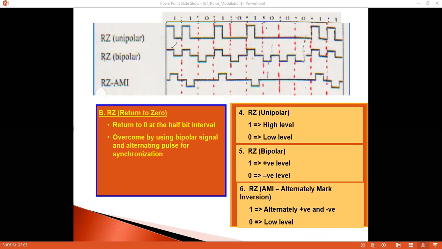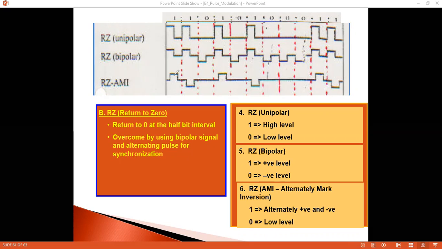Bipolar: for 1, positive to 0, and for 0, negative voltage and then return to 0. So 1, 1, 0: positive to 0, positive to 0, negative to 0. RZ-AMI is where it has the capability of error detection. For 0, it's a low level, just low, low, low. For 1, the symbol will alternately change.